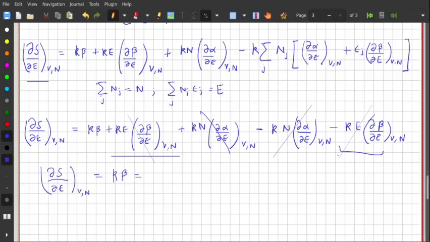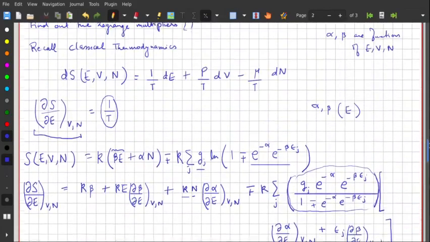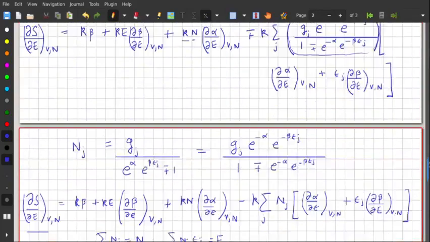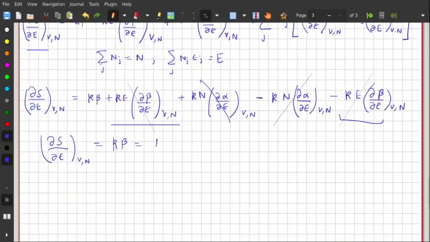And recall from classical thermodynamics we showed what that derivative was. That partial derivative was 1 over T. So from here we conclude that we found one of the Lagrange multipliers, which is beta. So beta is 1 over Boltzmann constant times temperature. That's how we find the Lagrange multipliers.